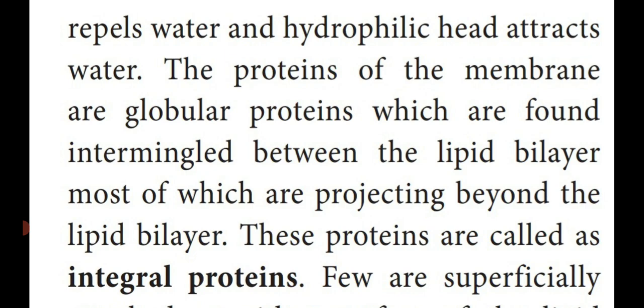The protein of this membrane is made up of globular protein, oval shaped globular protein, which are found intermingled between the lipid bilayer. That means the globular proteins are found intermingled between the bilipid layer, most of which are projecting beyond the bilipid layer. That means they will come out of the bilipid layer.